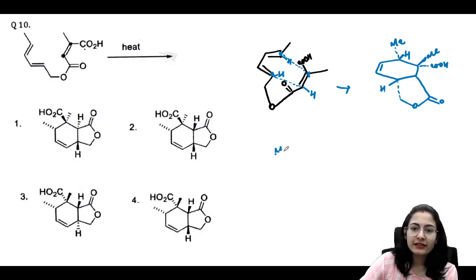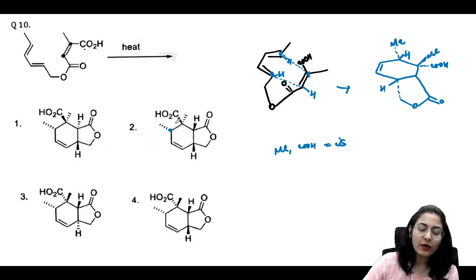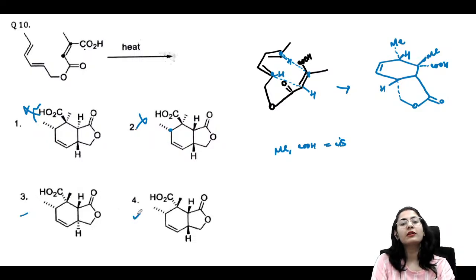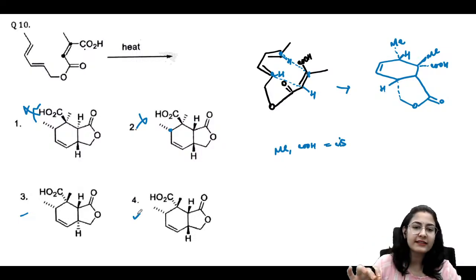ठीक है, methyl and carboxylic acid, they are going to be cis to each other. So let's check कि adjacent carbon पे और methyl और carboxylic acid, both of them they have to be cis. यहाँ पे trans है तो ये wrong है. Here also it is trans, so it is going to be wrong. In option number 3 we can say it is correct. Option number 4 also correct. Both the methyl and the carboxylic acid should be on the same side.